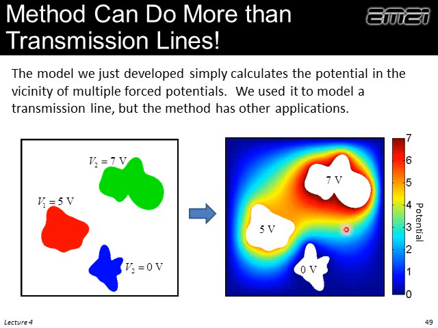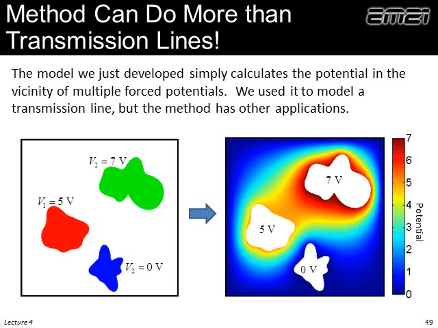And so here's what that potential might look like. So you see we're forced to 7 volts, that's the dark red, and it grades down to 5 volts, grades down to ground, and we can visualize the potential around all these things. The algorithm we developed does that. We've added on to that, and from the potential we calculated the fields and calculated inductance and capacitance to eventually look at transmission lines, but this can do a lot more.